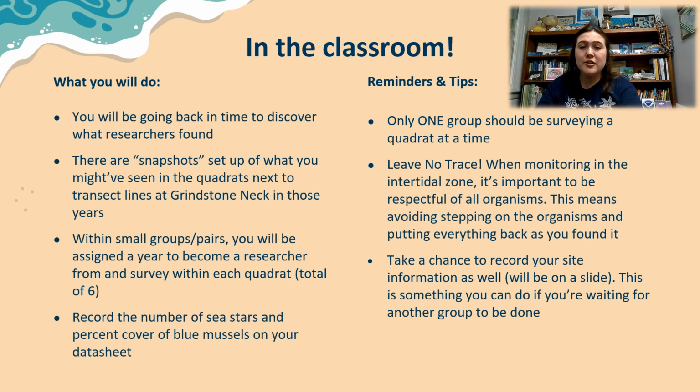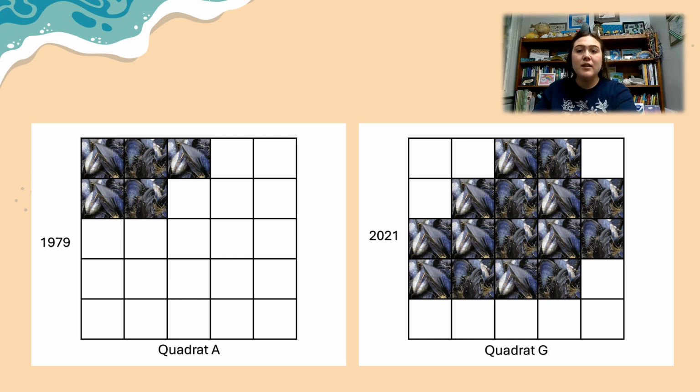Finally, students will learn what they will be doing in the classroom. Prior to the class period beginning, teachers will designate one side of the room as 1979 and the other side as 2021. For each year, teachers will set up 6 quadrats for 12 total according to the letter they are labeled, with A through F at 1979 and G through L at 2021.